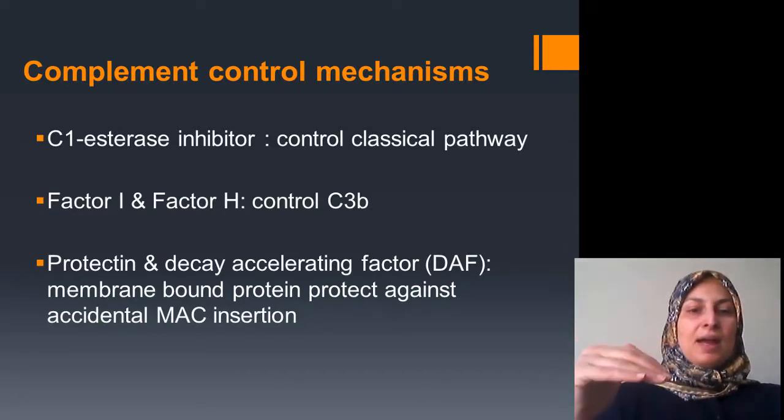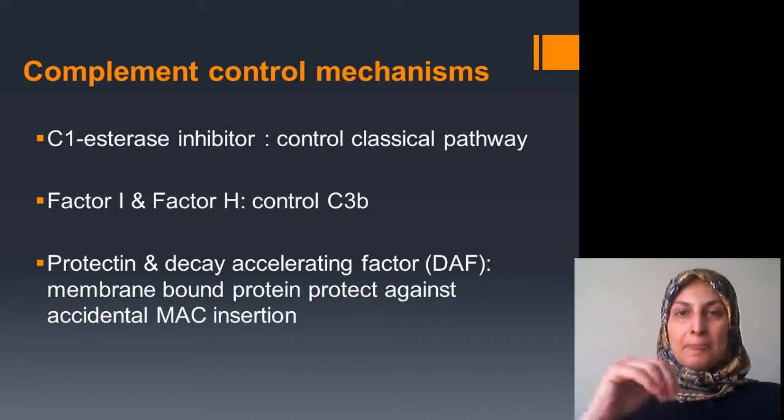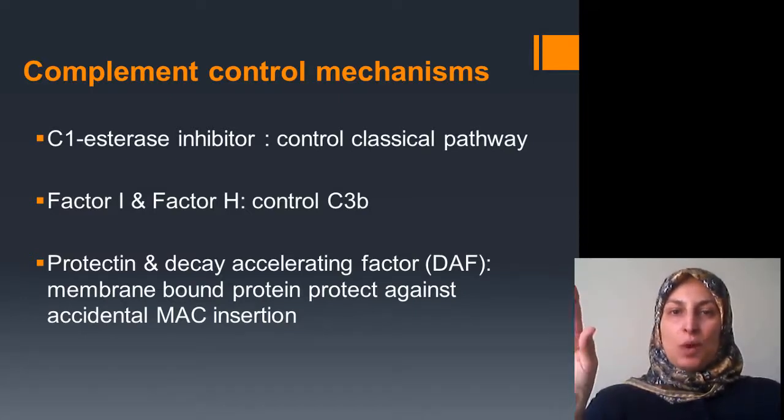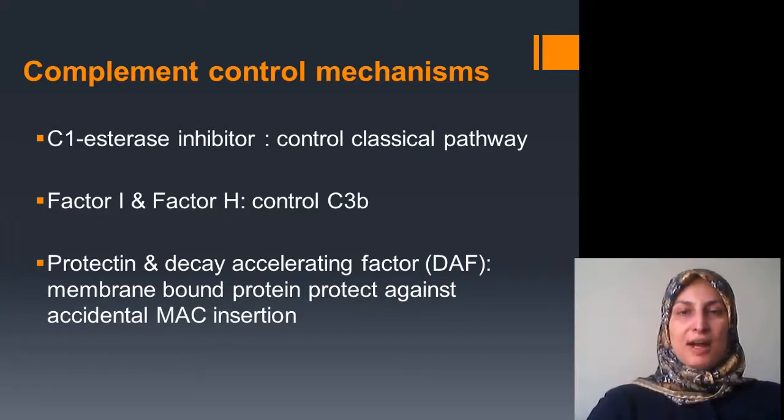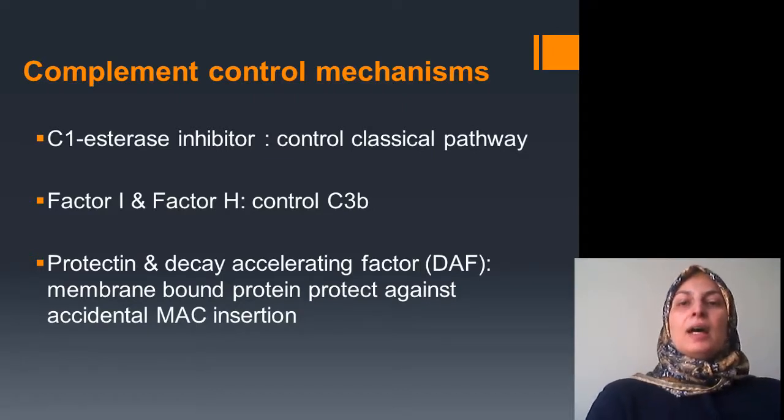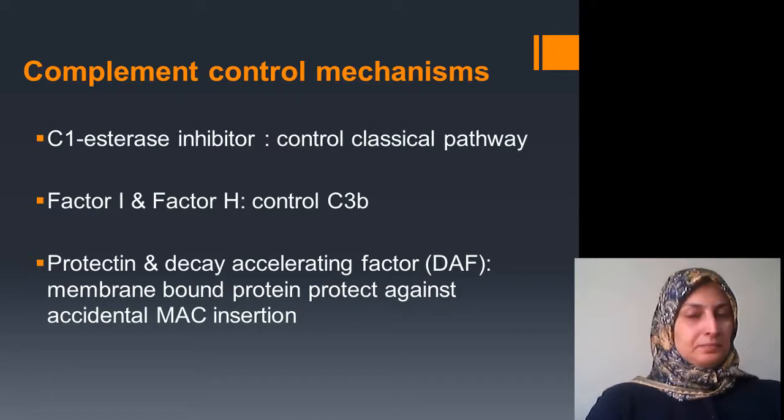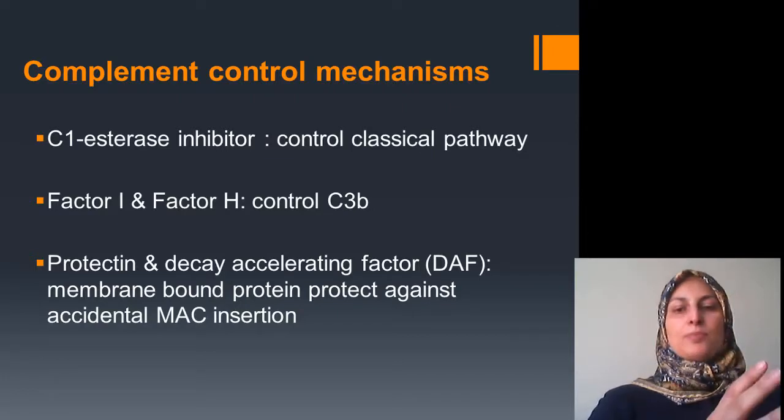Another example is factor I and factor H. They control the C3b. So C3b is the one responsible for activating the C5, which is the initial complement protein that would form the membrane attack complex. So factor I and factor H will prevent the haphazard binding of the C3b to the C5.